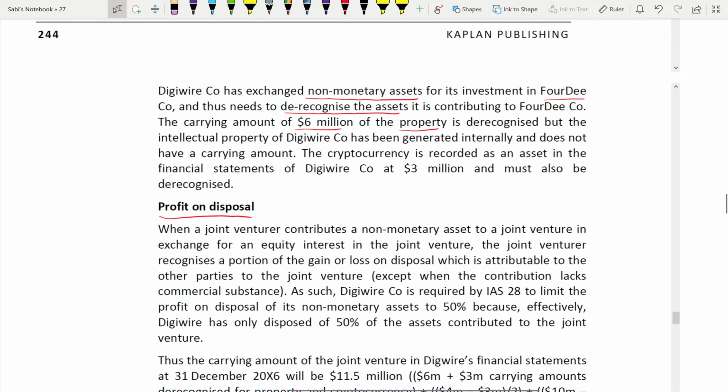So the carrying amount of the property is 6 million. That carrying amount is derecognized, because we're exchanging non-monetary assets. But the intellectual property of Digiwire has been generated internally. The intellectual property means that employee expertise. That is generated internally. You didn't purchase those employees from somewhere else. Internally it is there.